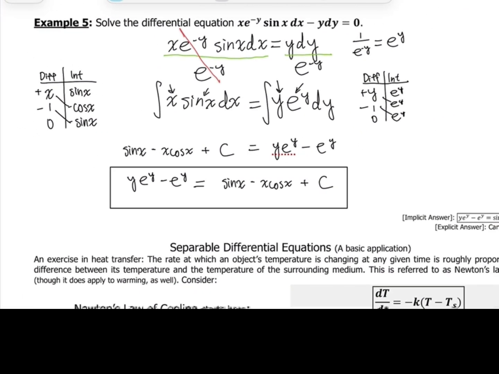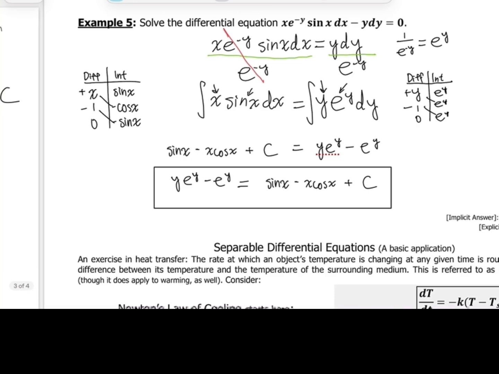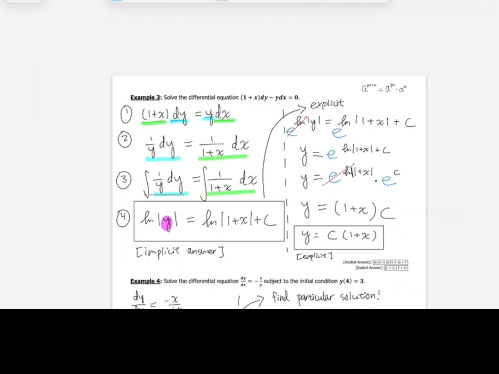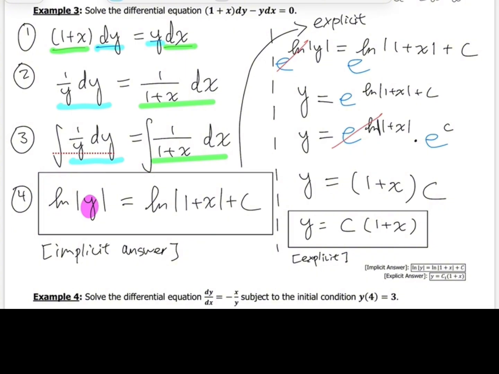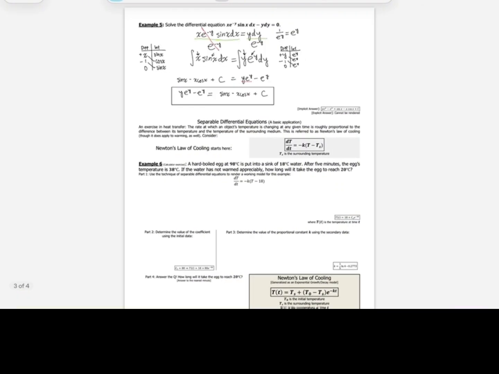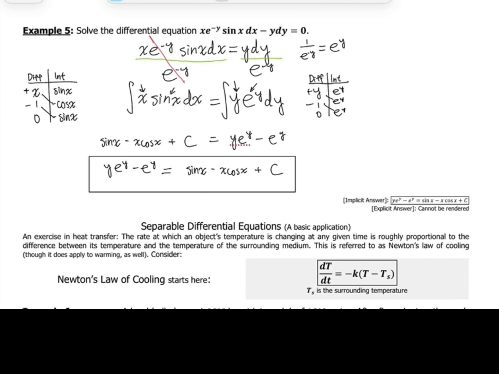So we can't find an explicit answer for this one as we did for our previous example, which was example 3. Note how for that one we were able to get y all by its lonesome. For example 5, we only have an implicit answer. That's as good as it gets, guys.